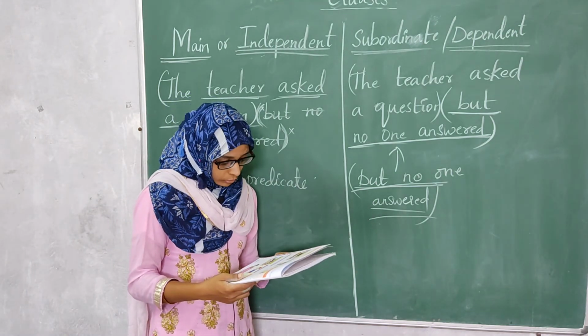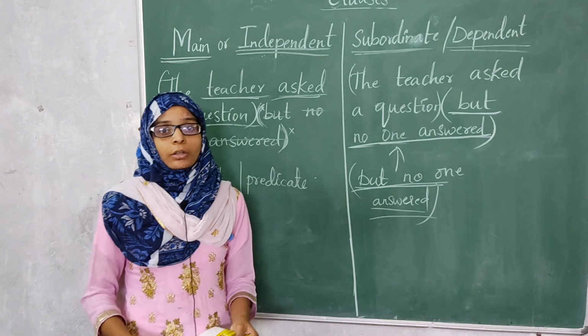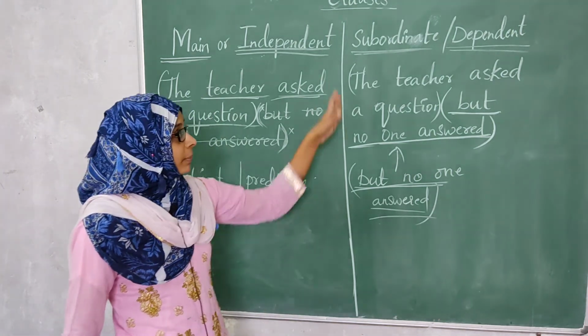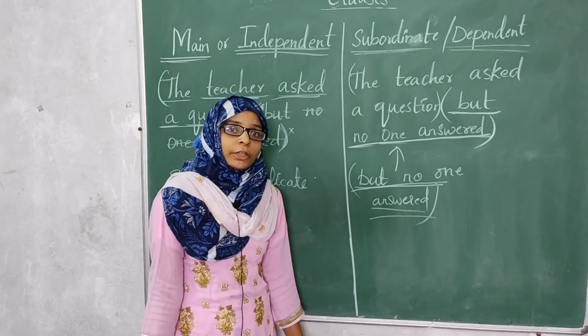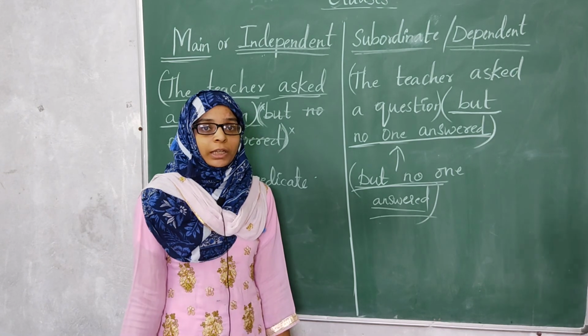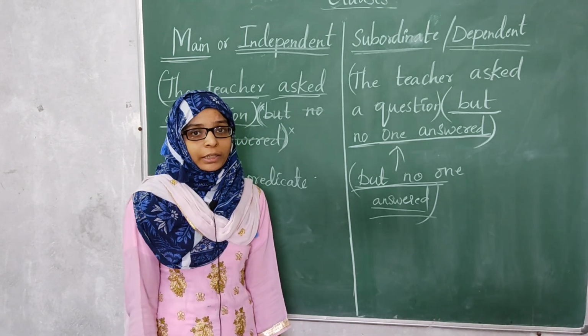So that is all about the main or independent clause and the subordinate or dependent clause, children. In the next video we will be dealing with our relative clause and conditional clause.